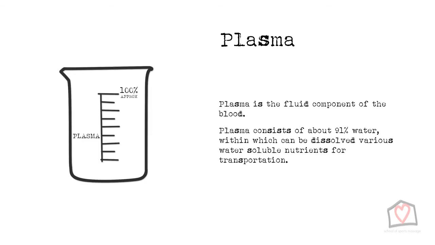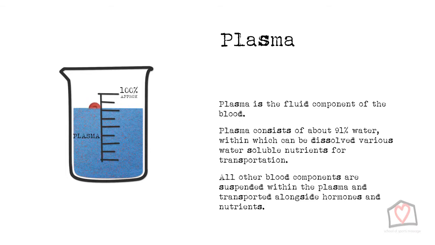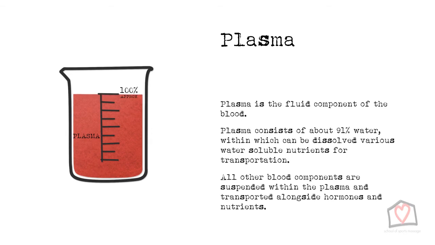The final component of blood is the plasma. This is the fluid component. It consists of around 91% water, within which can be dissolved various water-soluble nutrients for transport around the body. All the other blood components are suspended within the plasma and transported alongside other structures, including hormones and nutrients.